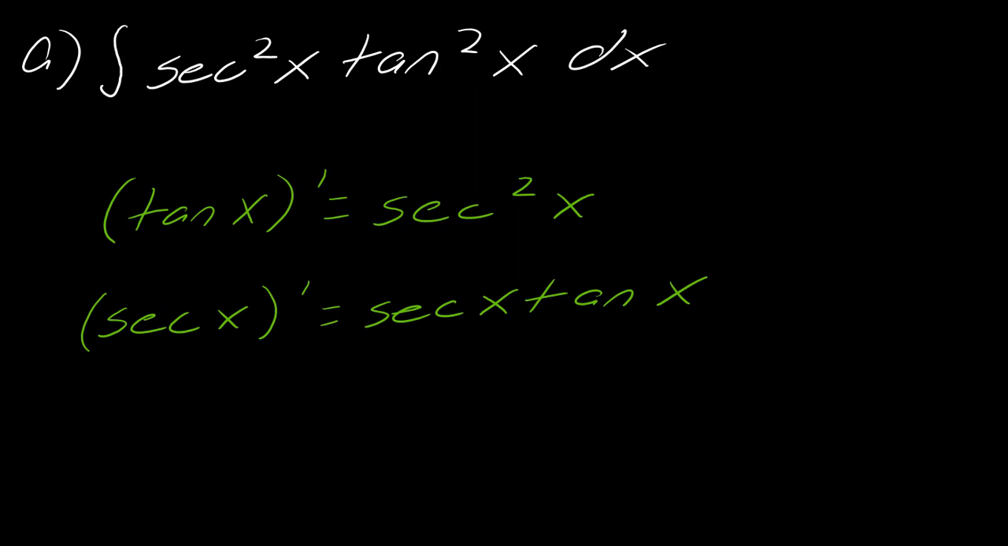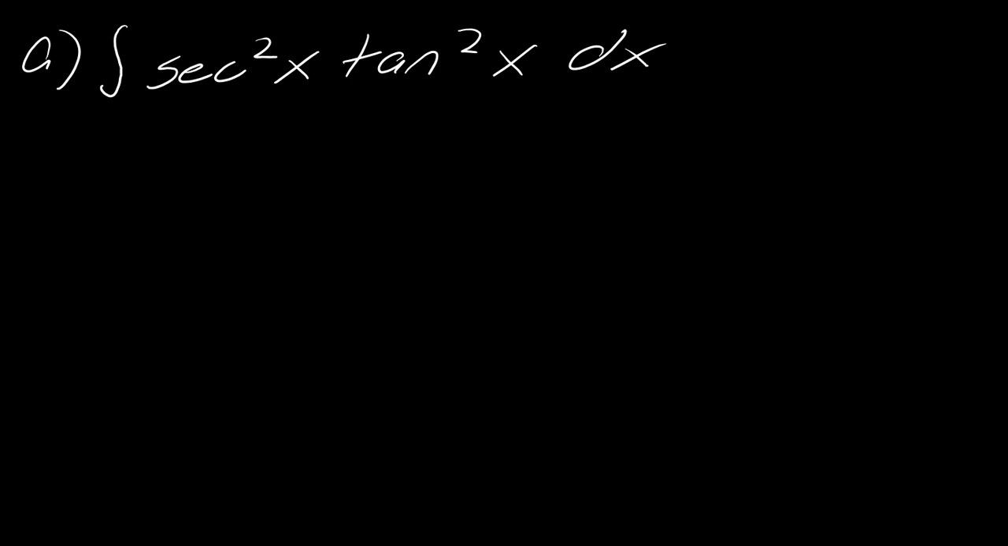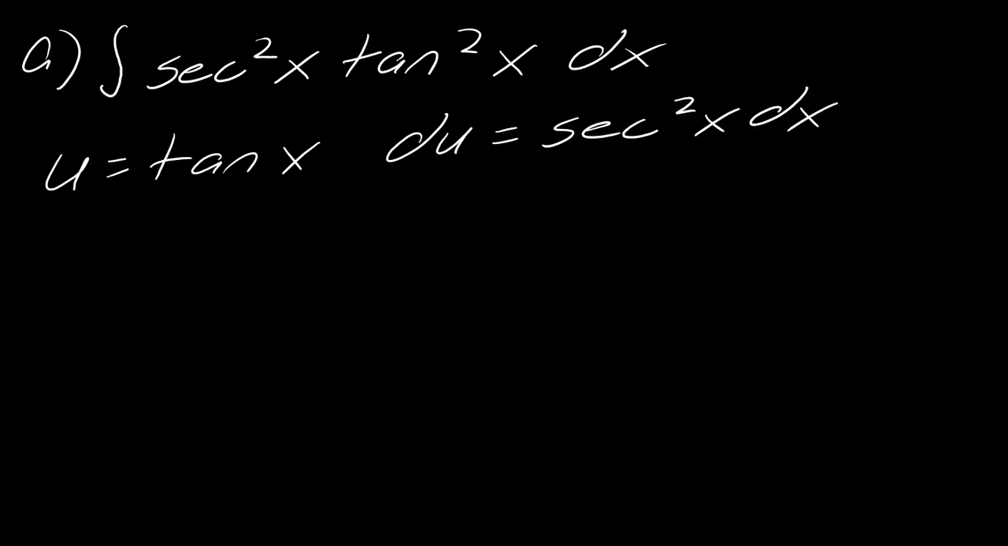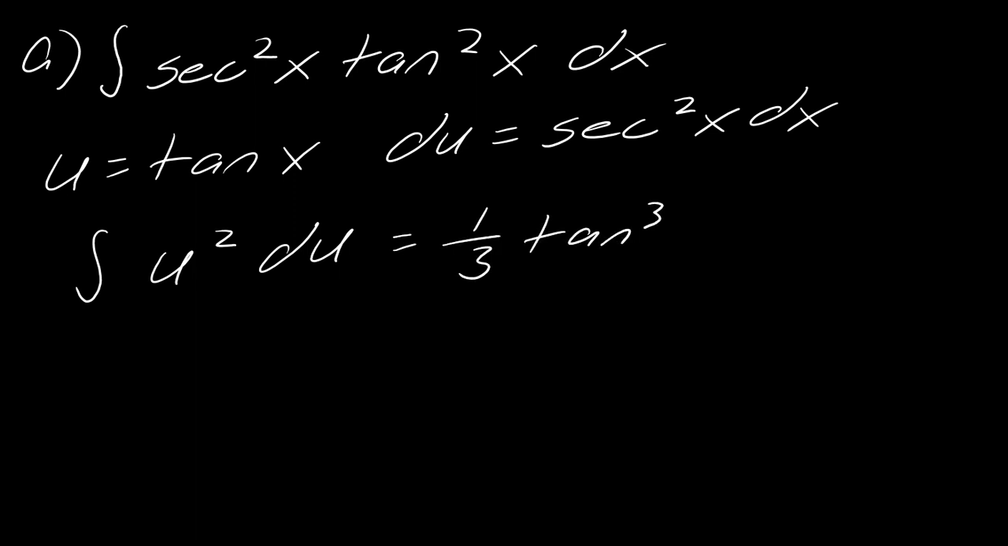Okay, let me get rid of this. In this case, I'm going to set my u equal to tangent x. So my du is secant squared x dx. And so this is actually a pretty simple integral, in that it's just u squared du. So this is going to equal 1/3 tangent cubed x plus c.